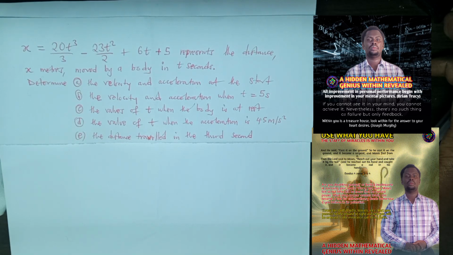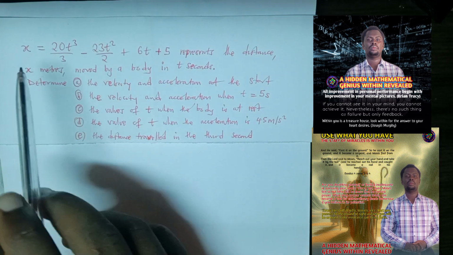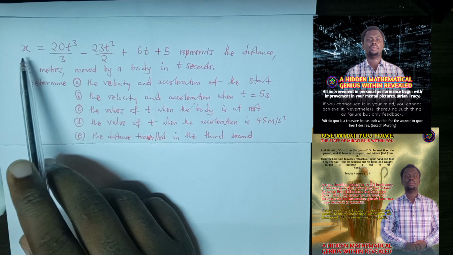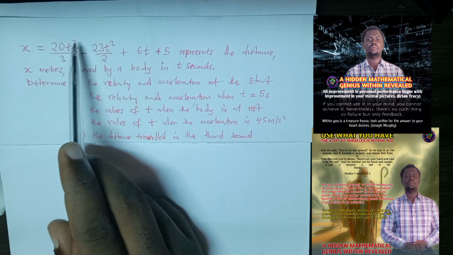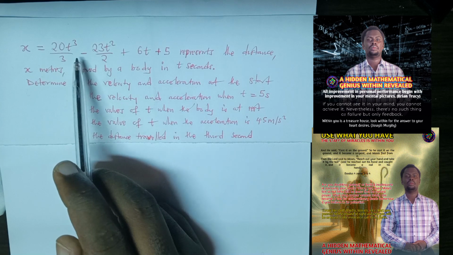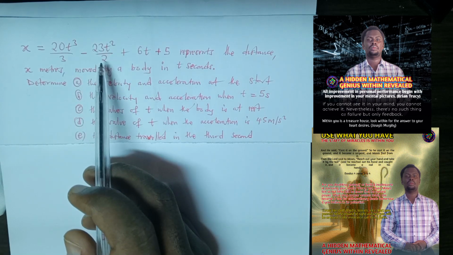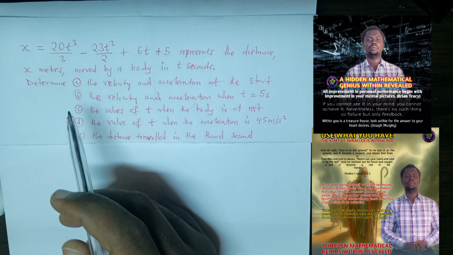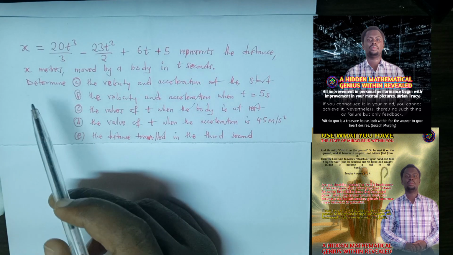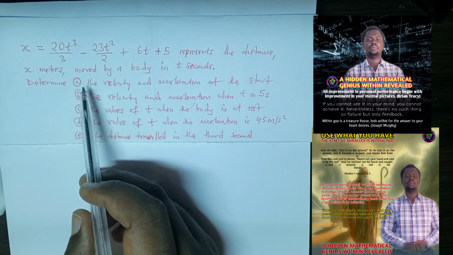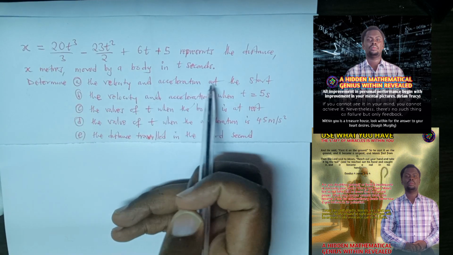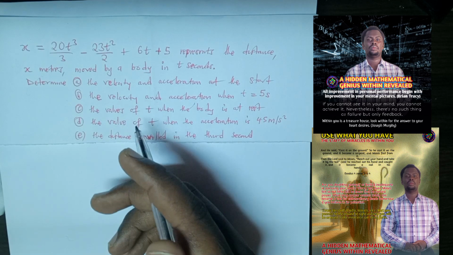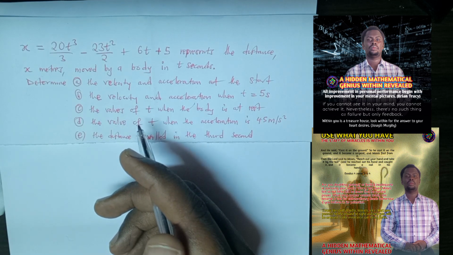Okay, so today's question is on application of calculus with regards to kinematics. We have a distance function, that is x is equal to 20t cubed over 3 minus 23t squared over 2 plus 6t plus 5. So this is a distance, and we are told to determine the velocity and acceleration at the start.